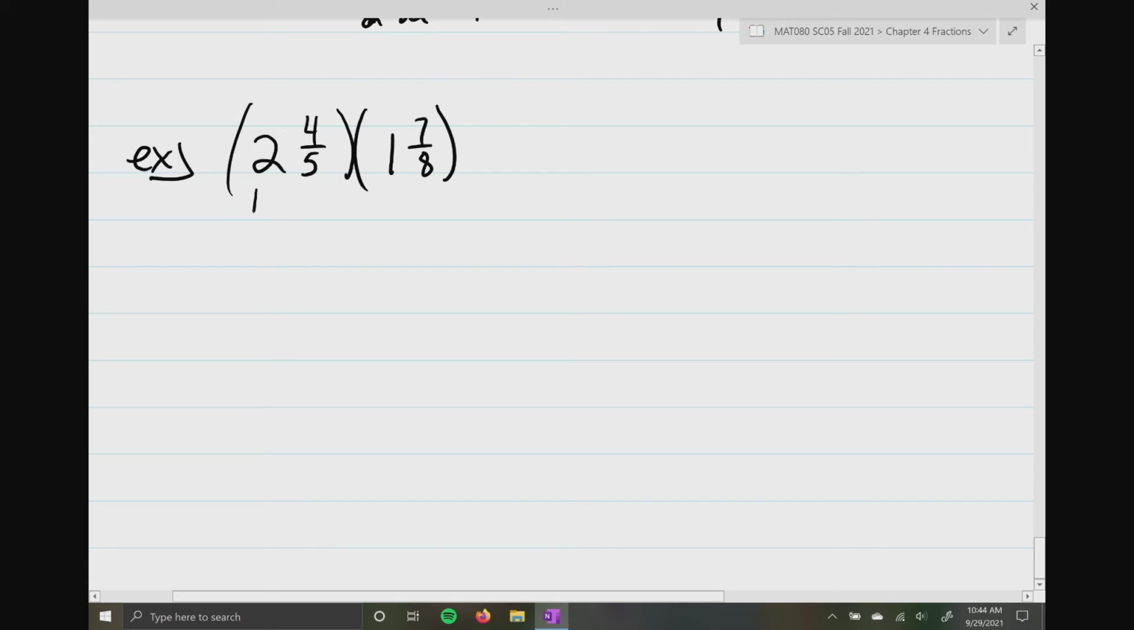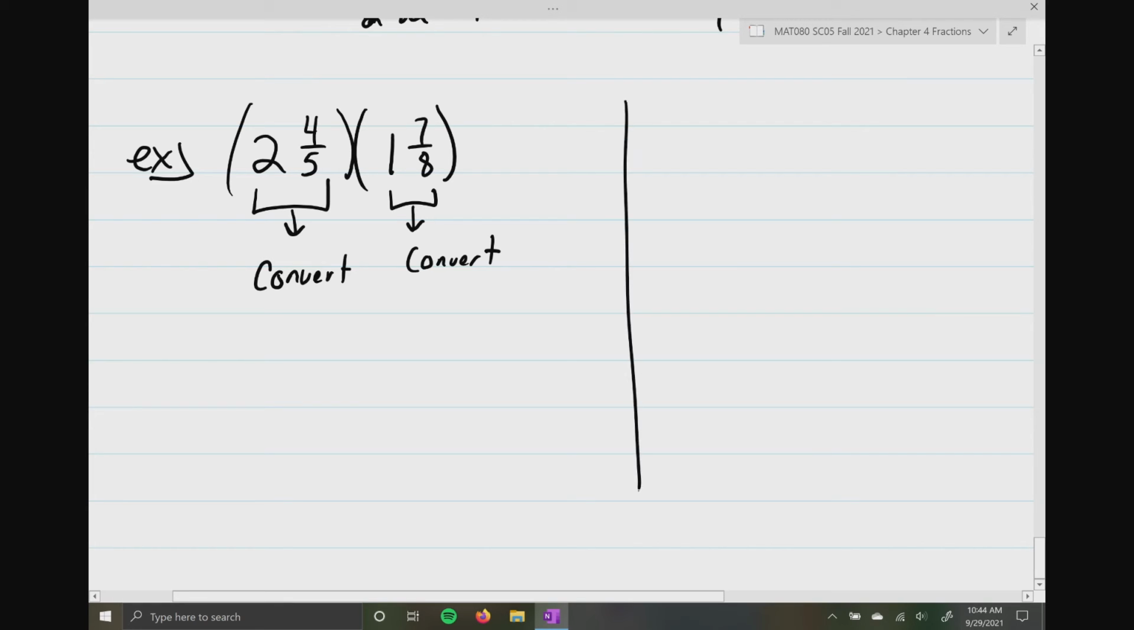So what we're going to have to do here is convert both of these first. And this is what makes fractions, I think, not difficult, but they tend to get cumbersome. Because now it's like, oh, I got to remember to do all these things. All right? So the first thing we're going to do is convert 2 4/5 into an improper fraction. Remember, your denominator stays the same. You take your whole number times the denominator plus the numerator. So that's going to be 2 times 5, which is 10, plus 4 is 14 over 5.